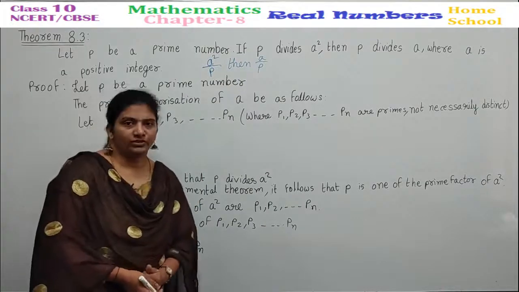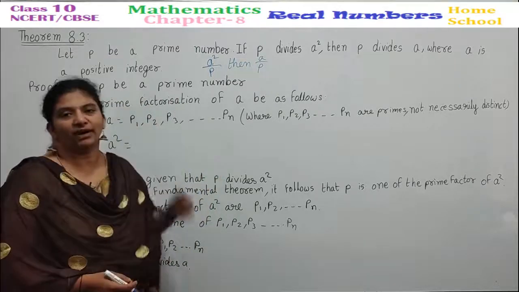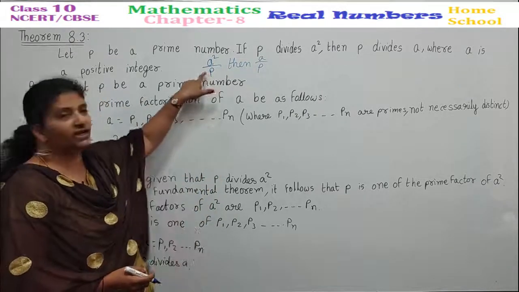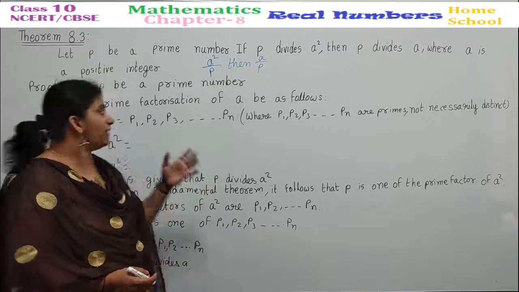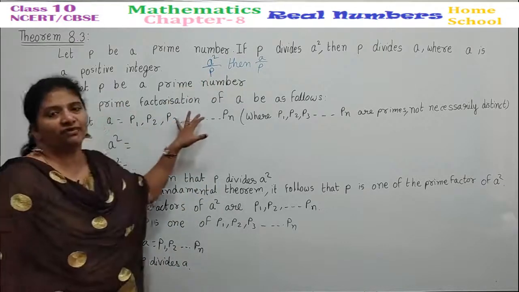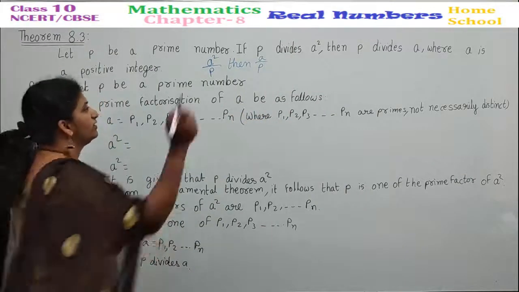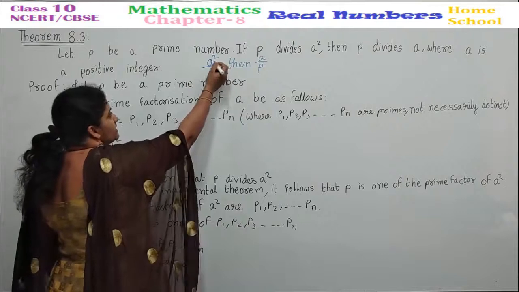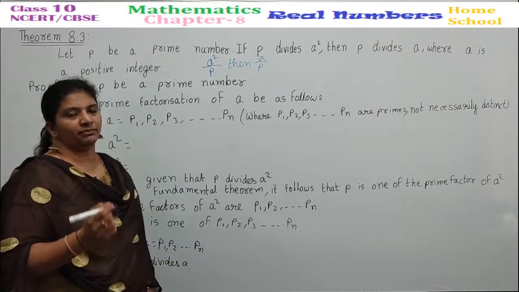How can we prove this? Let us start our proof. Let P be a prime number. What is this P, children? Any prime number. Let P be any prime number. The prime factorization of A is as follows. We are talking about the positive integer. Let A be the positive integer, P be the prime number.